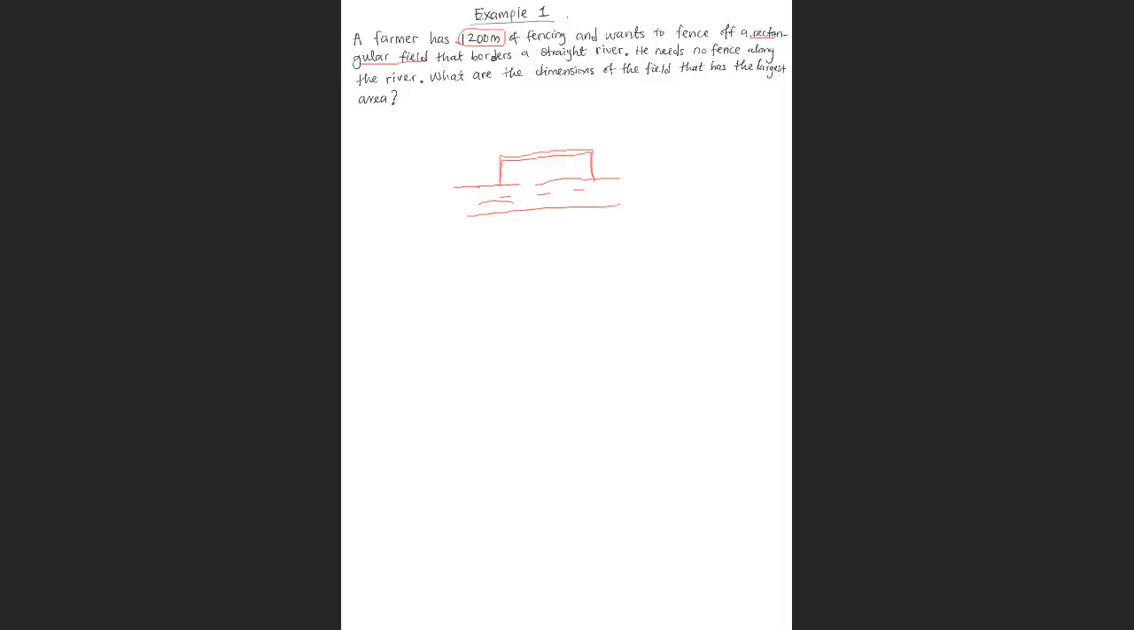So it means that your focus, let me just change the color, so your focus is this. So you're just looking at this, all right? So along the river here, you don't need any fencing. Obviously, for someone to come into your farm, they would have to swim through that river, which is an insane task, all right? And then I ask you, what are the dimensions of the field that has the largest area? I'm asking for dimensions. Dimensions for a rectangle, in this case, you can say length times width. And then I need the largest area. So that dimension needs to give me the largest area.